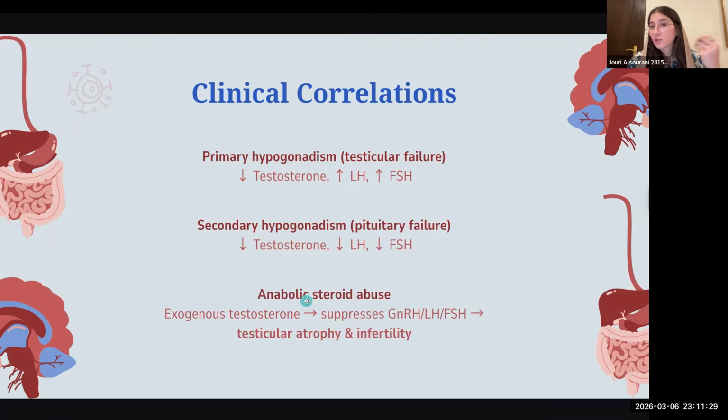Finally, if we have someone that's abusing steroids, if they're abusing anabolic steroids, for example, they're taking exogenous testosterone, okay, they're taking testosterone for whatever reason, this is going to go back as a negative feedback, okay, and this is going to suppress GnRH, LH, and FSH, and this is going to cause infertility and testicular atrophy.